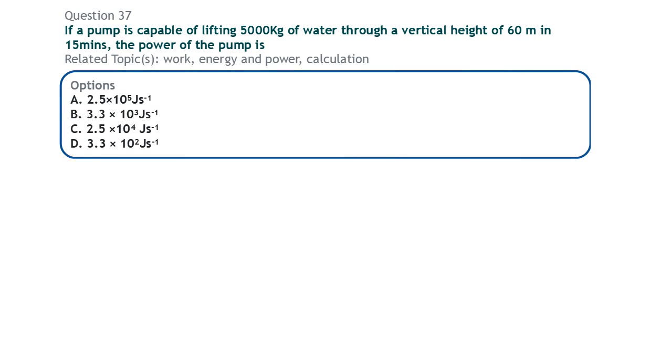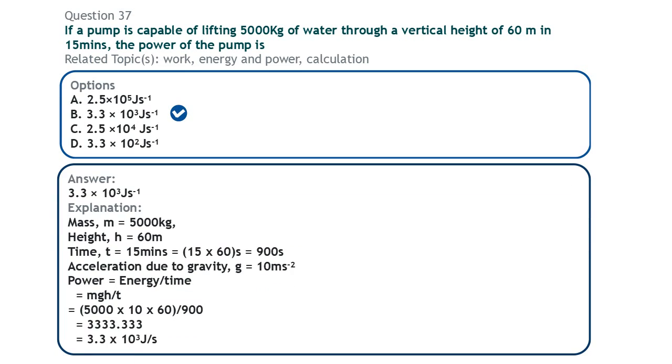Next, on work, energy and power. If a pump is capable of lifting 500 kg of water through a vertical height of 60 meters in 15 minutes, the power of the pump is... Power is equal to energy over time. The energy here is the work done, which is the work done in lifting this mass of water through this height.